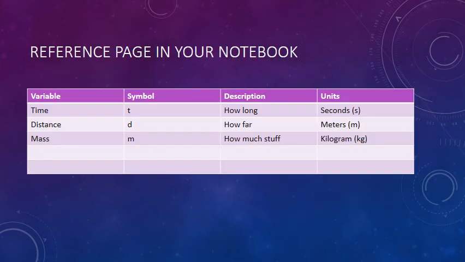If you've poked through your notebook yet, you may have noticed that there is a reference page that has the variables we'll be using over the course of the year, and you should see time, distance, and mass in there. Every variable that we define in this class will have a symbol, so it's just a shortcut way of writing time without writing the whole word out, because physicists are lazy. So for time, it's a T. For distance, it's a D. For mass, it's an M. Those are nice, intuitive ones, but they might get a little trickier as the year goes on. A short description, and then the typical unit that we're going to be using in this class.